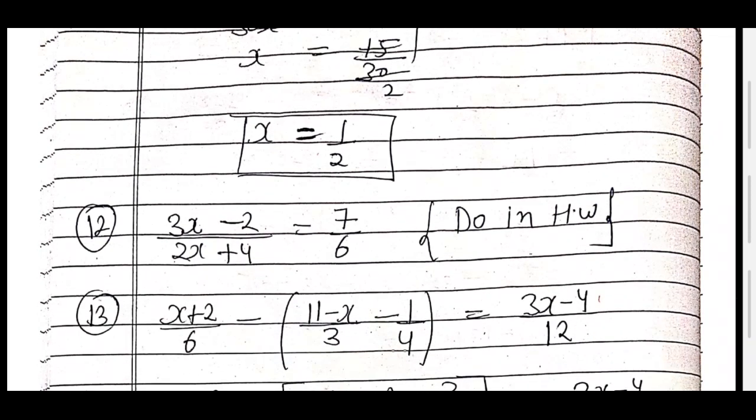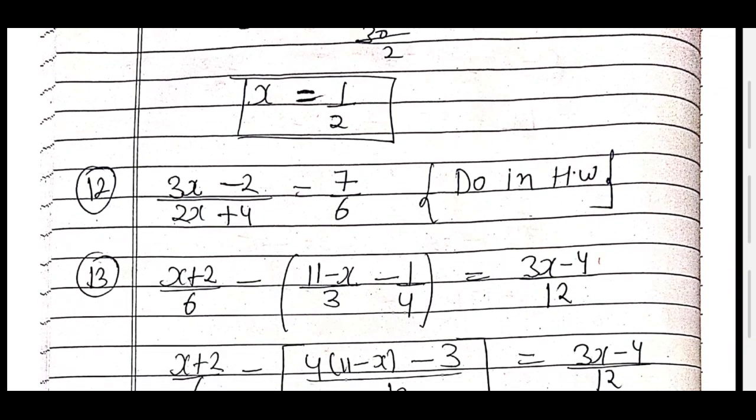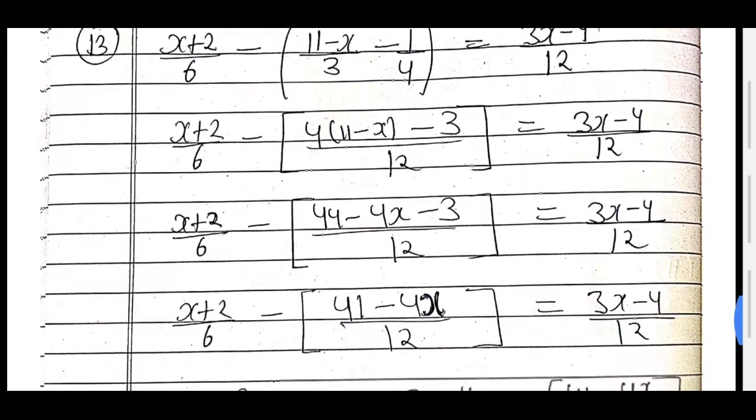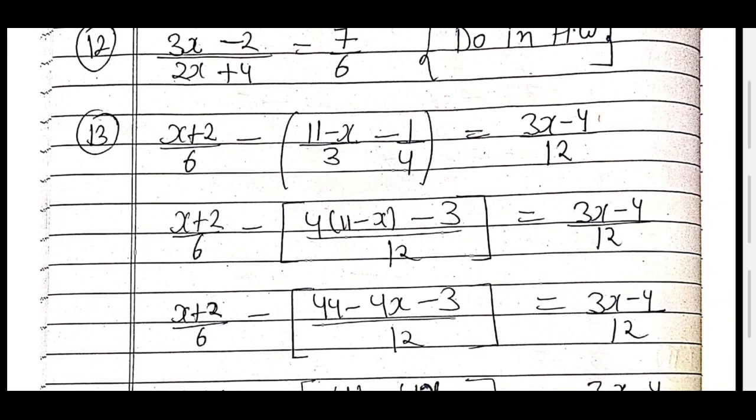12 part is just the same as the previous one. You have to solve, simply do cross multiply, this by this, and then arrange and make the variable together and constant together, and then solve. Now 13 part. 13 part is x plus 2y 6 minus 11 minus x upon 3.